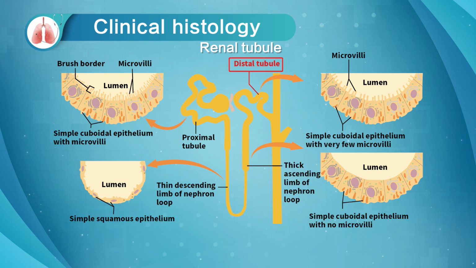The final segment is the distal tubule. Like its proximal counterpart, the distal tubule consists of simple cuboidal epithelium. However, the distal tubule lacks a brush border. For more detailed functions of the renal tubules, please check your textbooks or our online clinical physiology sessions.